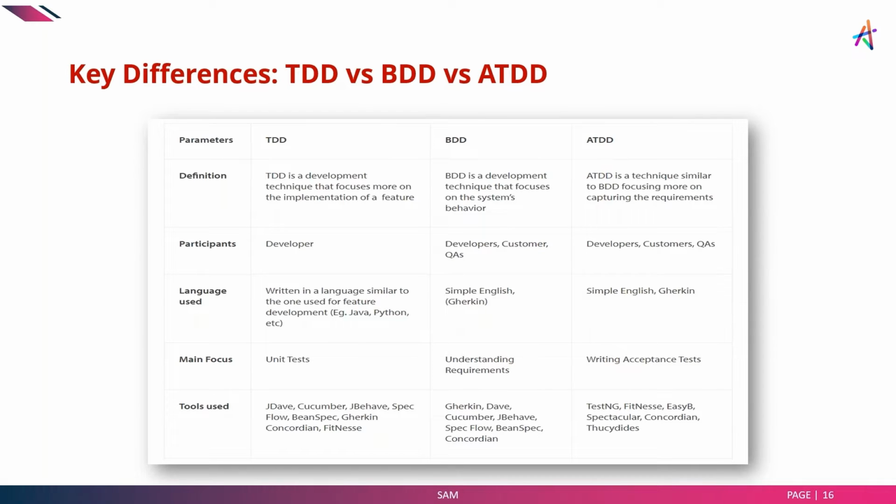The main focus of TDD is going to be unit testing, and when it comes to BDD, it's going to be system or UAT testing. When it comes to ATDD, it is used widely on acceptance testing. The tools used for TDD could be JUnit, NUnit and so on. For BDD, Gherkin, Cucumber, JBehave, SpecFlow. And for ATDD, TestNG, FitNesse, and that kind of idea.